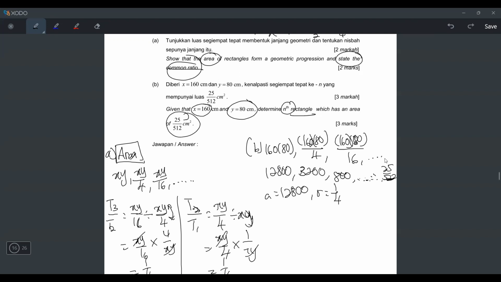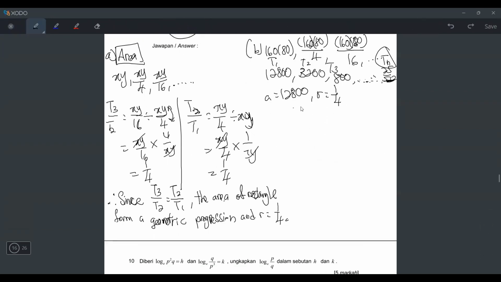And what they are asking is which rectangle? Means T ke berapa? This is T1, this is T2, this is T3. But this T ke berapa, Tn is equals to this. And I need to find n. So I just write Tn equals to 25/512 and use the Tn formula.